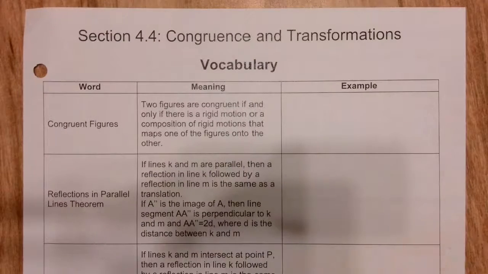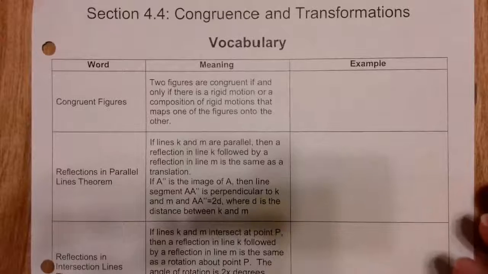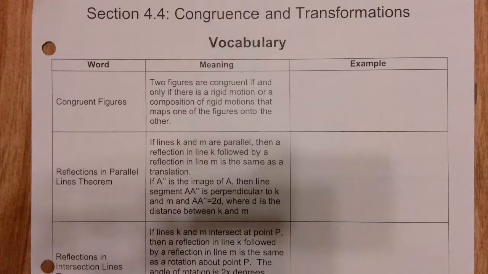Section 4.4. Three things here. It's a pretty quick, short little lesson. So, first word, congruent figures. Two figures are congruent if and only if there is a rigid motion that maps one onto the other.